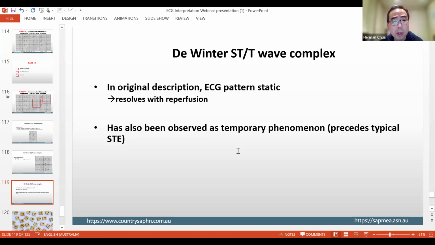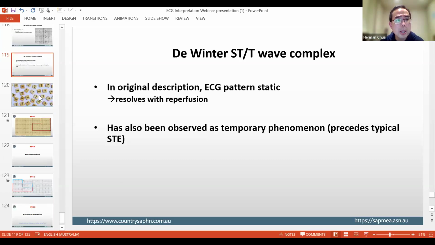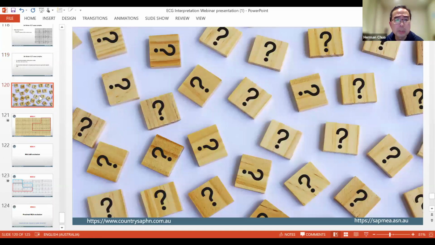a criteria for call-up. That is a criteria for you picking up the phone and calling your cardiologist and transferring your patient, etc. No ST elevation, guys, but that is a sign of acute coronary occlusion. I would hope that most cardiologists will actually know about De Winter's. Given the story and everything, hopefully you should face no resistance there.